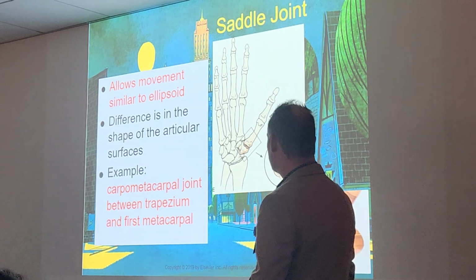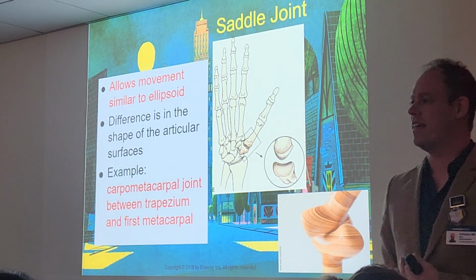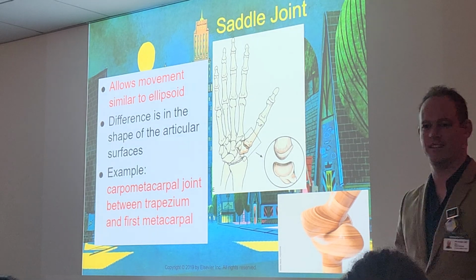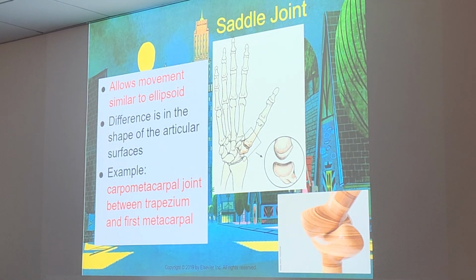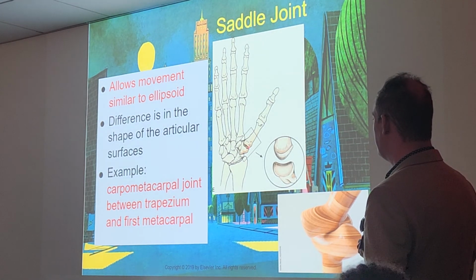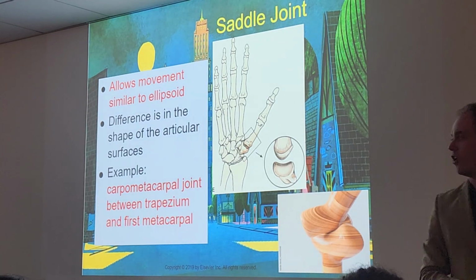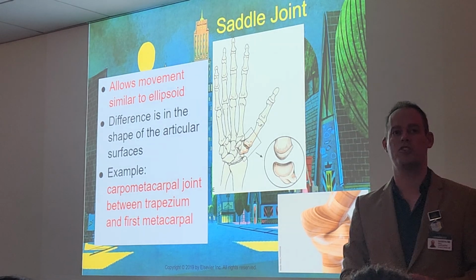Now we have the saddle joint. Very unique because there's only one saddle joint in the human body. That is a test question if I ever heard one. There is one saddle joint in the entire body. That is the connection of the first digit, the thumb, to this trapezium right here, which is a carpal bone. It's a carpo-metacarpal joint between the trapezium and the first metacarpal.